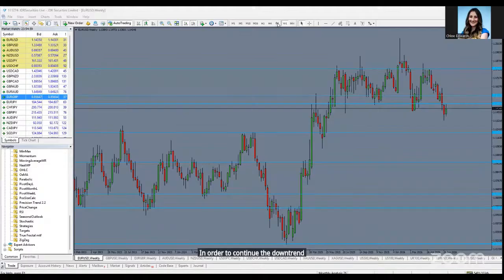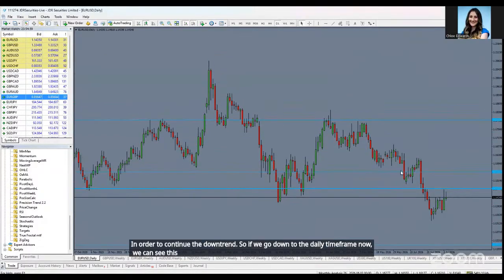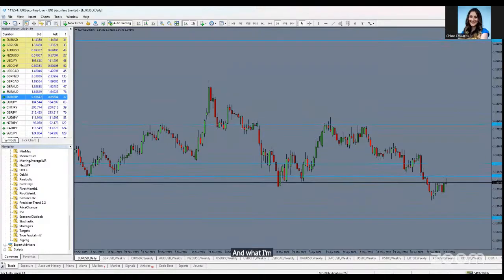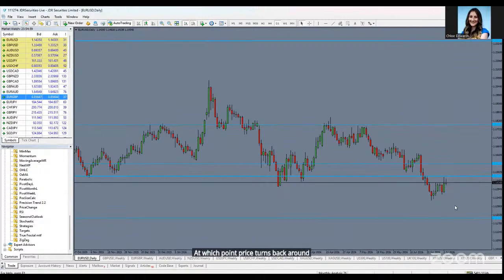If we go down to the daily time frame now, we can see this very clearly, the lower highs and lower lows on the daily time frame. Price has pulled back up almost to this horizontal level. And what I'm looking out for in the coming week is evidence to show me that this has become a high, at which point price turns back around, moves down, and perhaps moves down towards my next horizontal level down here.